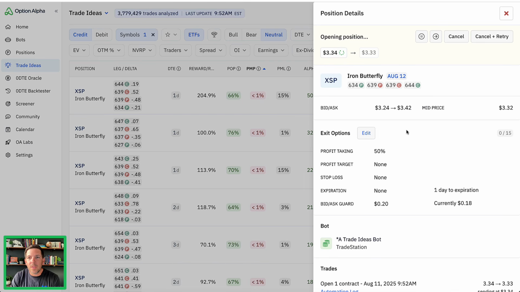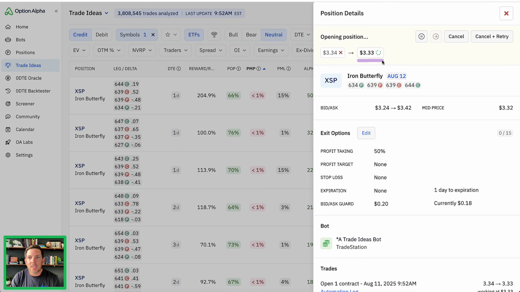And you can see here that this order is working. It is trying for 334 right now. We said that the final price it can try is 333. That's our lowest price that we're willing to go down to. But because the market's moving around, it's going to try at that higher price first and see if we can get a fill. It did not get a fill in this case.